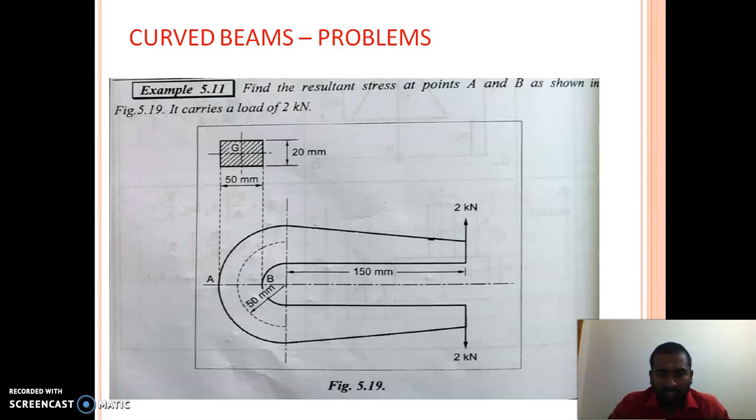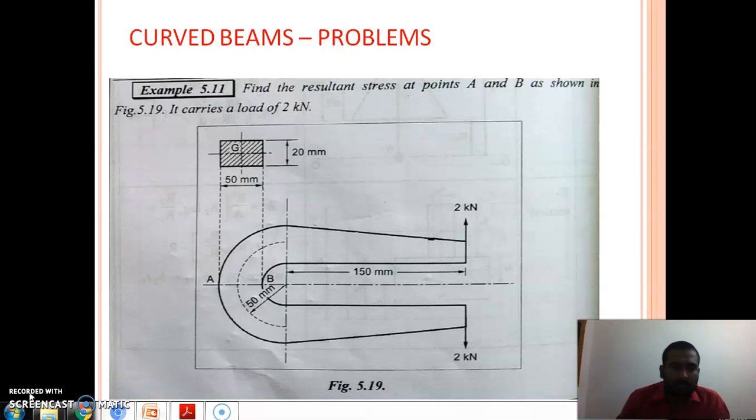And this 2 kilonewton load is acting like it is going to pull the hanger apart. So here we are assuming the moment created is 2 kilonewton into 150 mm. We have to go up to the perpendicular distance, up to the centroid of the section. So it's 150 mm plus 50 mm, so the total distance is 200 mm. So the moment here is 2 kilonewton into 200 mm.